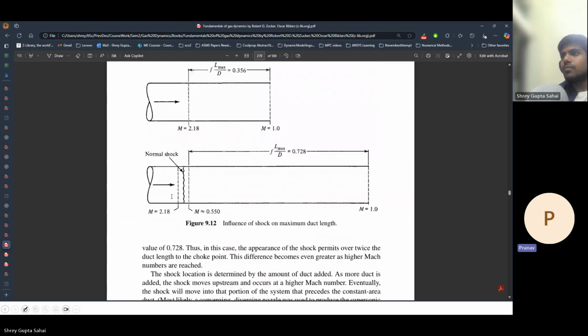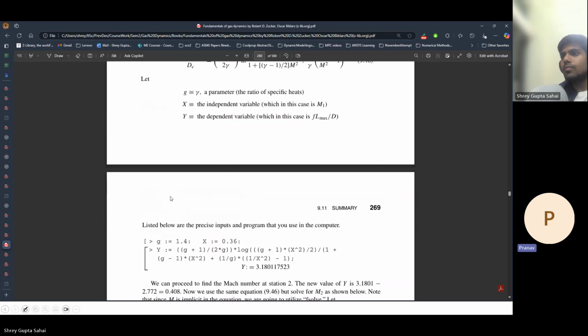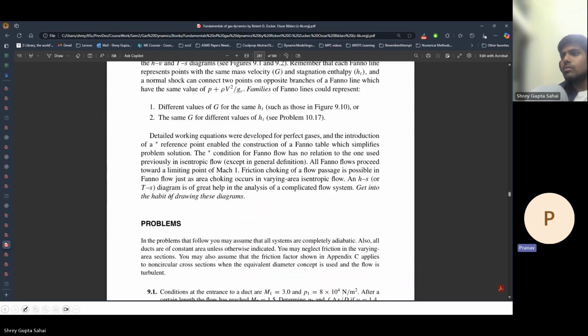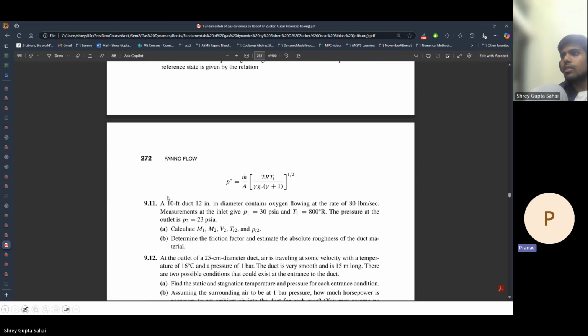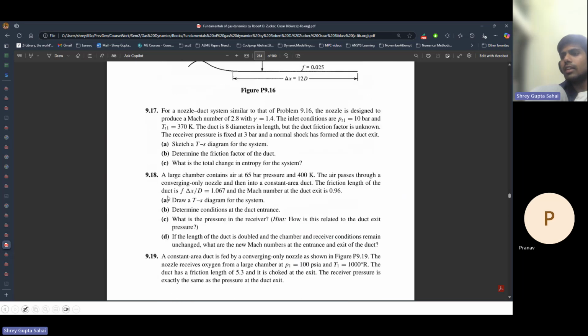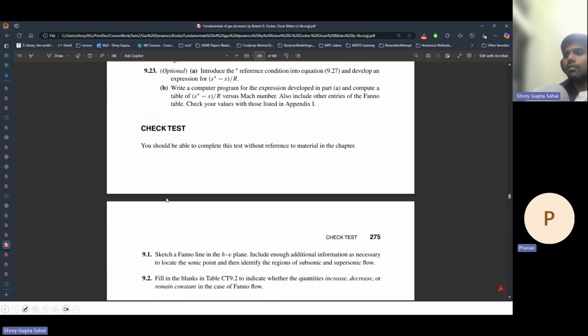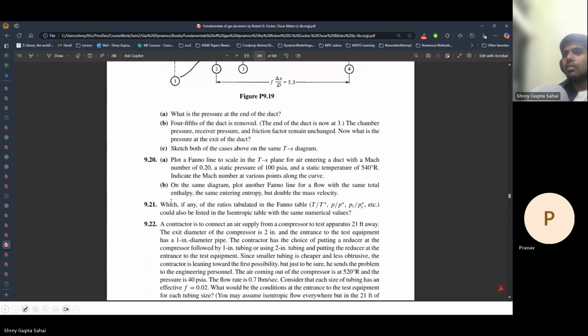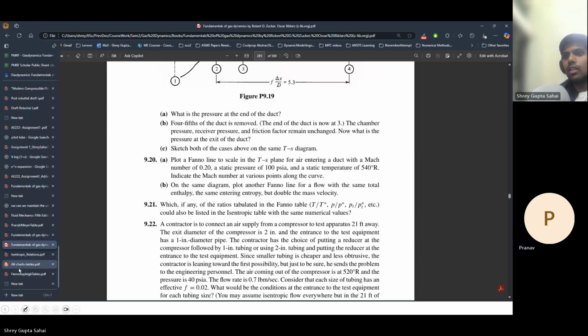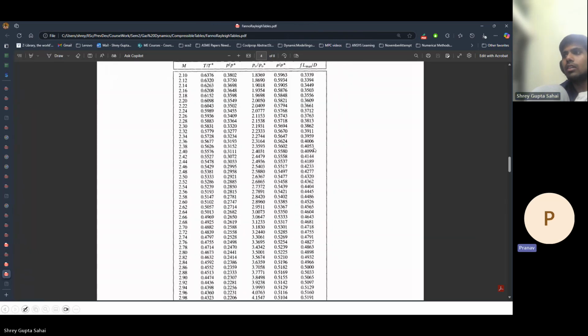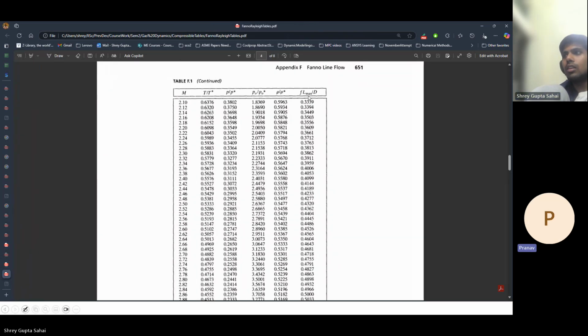The formula was like 4FL by D equals 1 by M1 square minus 1 by M2 square, by gamma and all. That's fine. No problem. In the gas property tables, they have mentioned 4FL by D. So corresponding to that, check what Mach number you get.